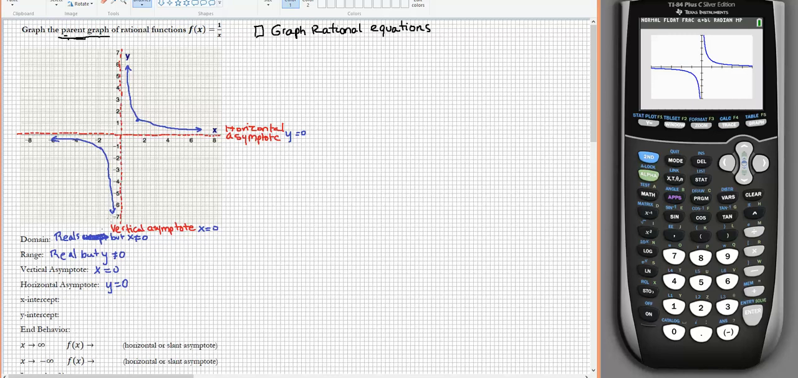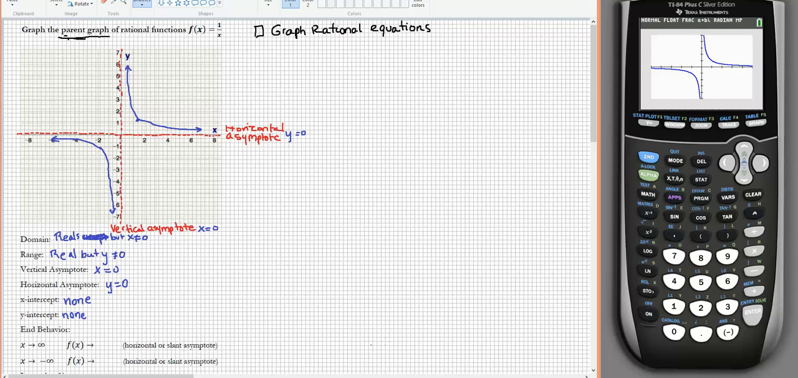Do we have an x-intercept? Well, this function does not cross the x-axis. See, there's no blue. In fact, the horizontal asymptote is the x-axis, so the function doesn't cross it. So for this one, we say none. Do we have a y-intercept? No, it never crosses the y-axis, because the y-axis happens to be a vertical asymptote. So for this one, we would say none. This is the information for the parent graph.